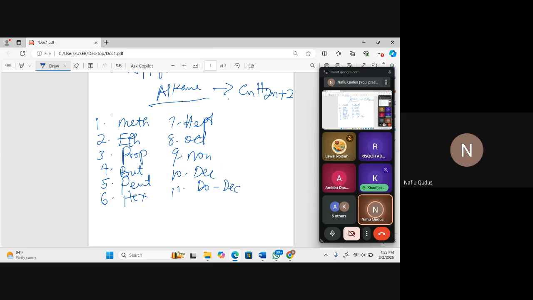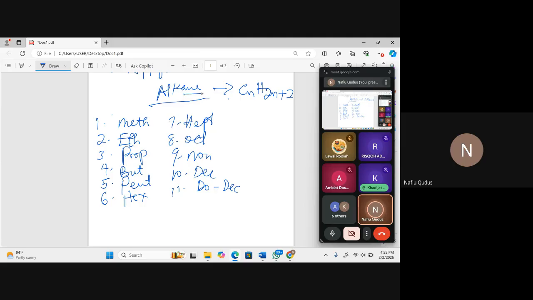These are the things that we just need to know. We have number 20, which is icosane, and 30, triacontane, and so on. But we just need to limit ourselves to number 10 here, which is dec.